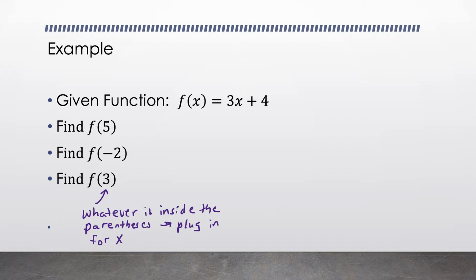So I'm going to begin with f of 5, which is the first example. And again, whatever's inside the parentheses is going to get substituted in for x. So up here in my function, in place of that x, I'm going to substitute in, and I'm going to leave it in parentheses, the 5. So I'm going to rewrite it first. So I have 3 times 5 plus 4. Remember, your order of operations says to multiply first. So 3 times 5 is 15, plus 4 is 19.